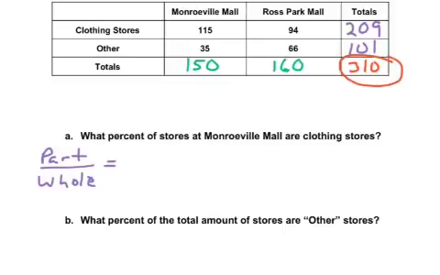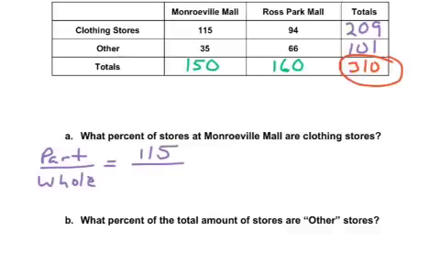So the first thing we need to identify is what is the part? What are we looking for? Well, in this case, we're looking for Monroeville Mall and the clothing stores. So what percent of stores at the Monroeville Mall are the clothing stores? So what represents the part, Victoria? The 115. Very good, the 115. So let me write that down, 115.